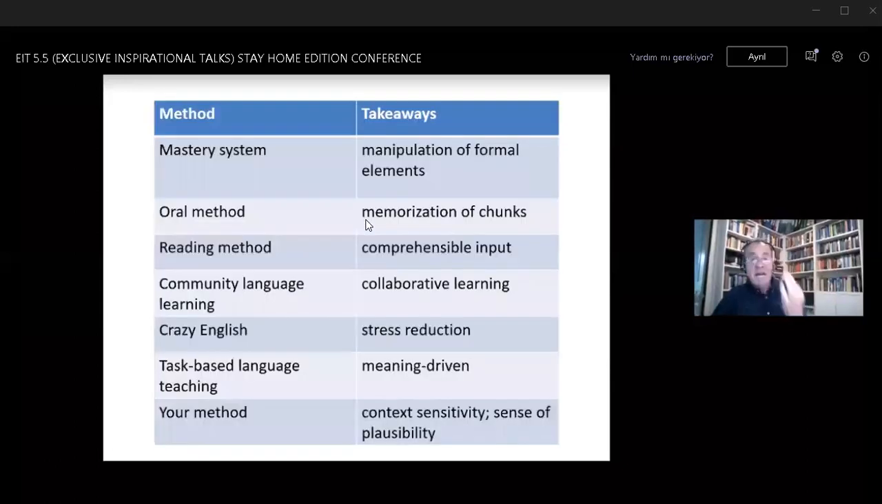These are the takeaways, and in my book, which I'm going to show you now, I talk about the positive things of all these methods. They have something to teach us. The mastery system says that manipulation of formal elements is good. The oral method says memorization of chunks is good. People still agree with that.